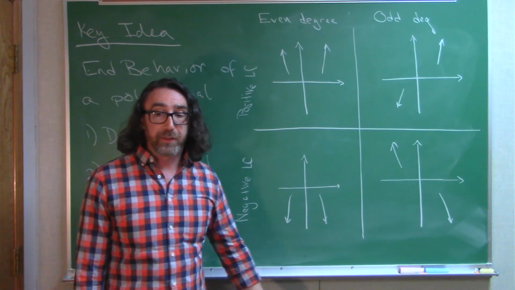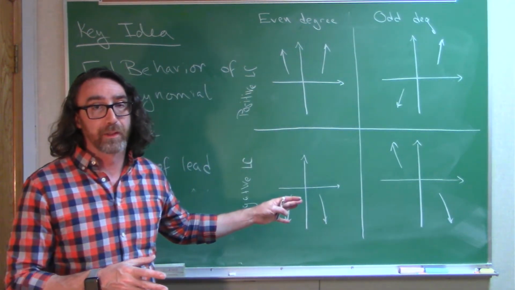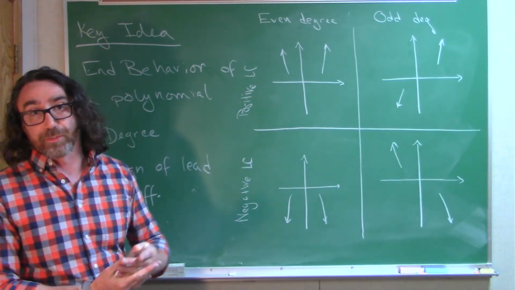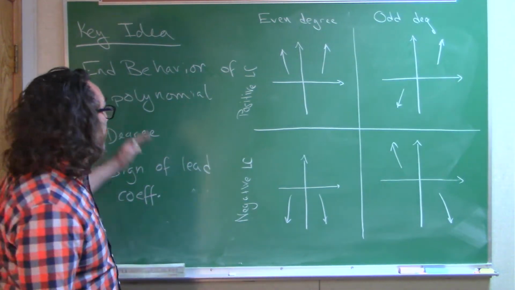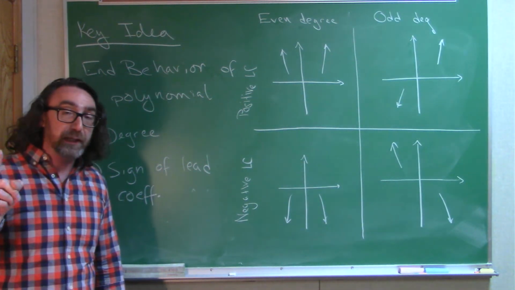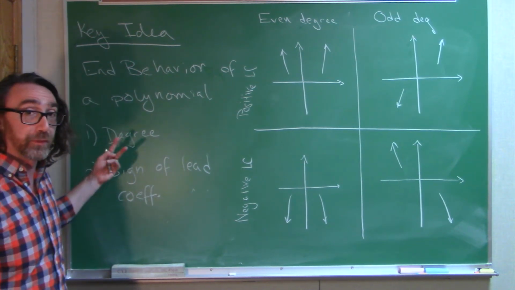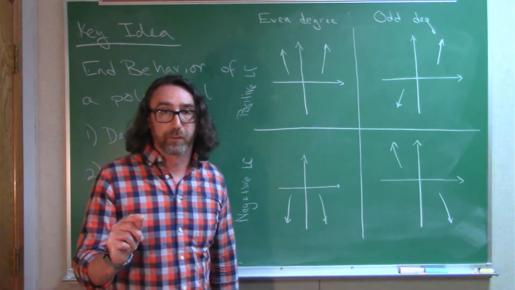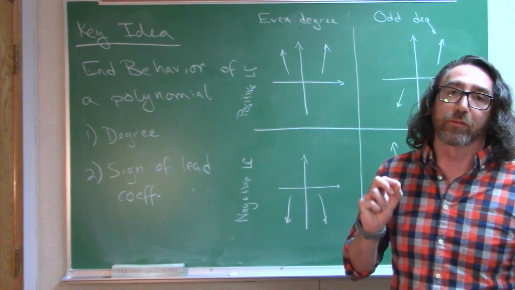So, I'm going to need you to commit these 4 partial graphs to memory. Because when we're dealing with a polynomial, and I start asking you questions about it, like draw the graph of this polynomial, this is the first key piece of information. What's the end behavior? So really, that's asking, what's the degree, and what's the sign of the lead coefficient? Because if you know both of these things, now you know how the polynomial ends up looking. Okay? So, end behavior, one of the key facets of a polynomial function.